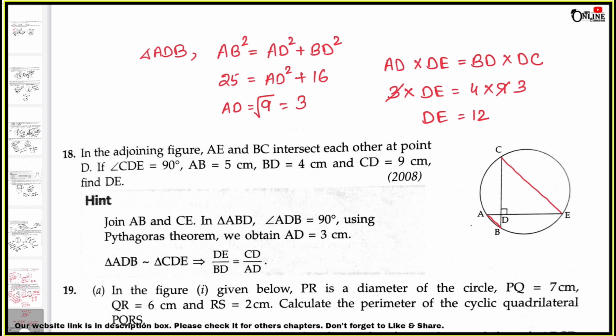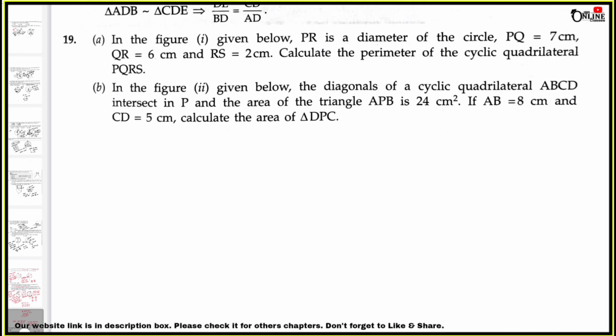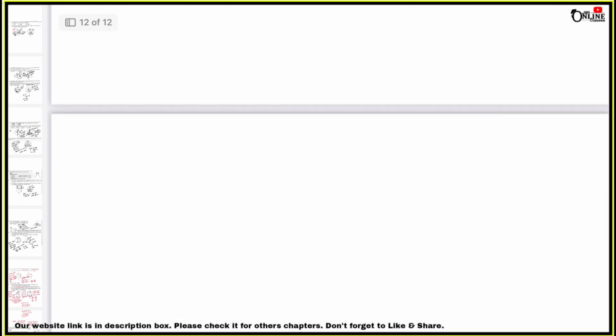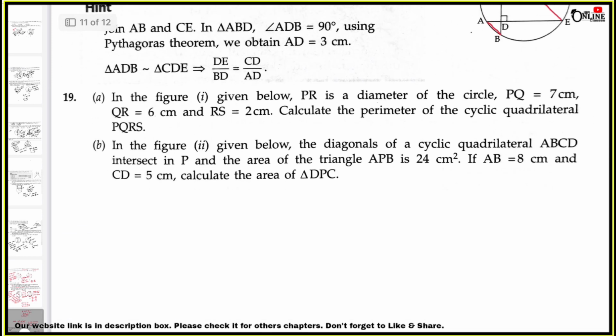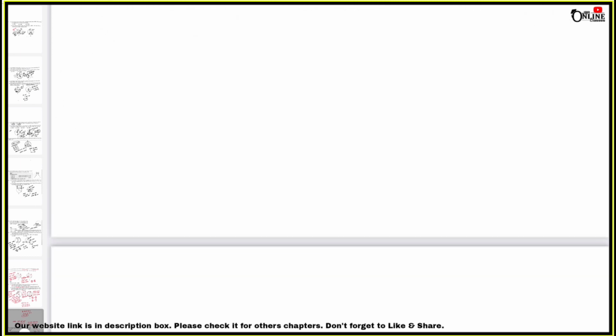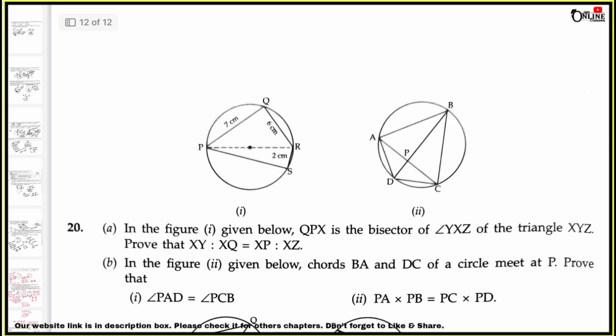Clear? Okay. Now next one, number 19. So in sum number 19, here is the diagram. In the given figure below, PR is the diameter of the circle, PQ 7 cm, QR 6 cm, RS 2 cm. Calculate the perimeter of the cyclic quadrilateral. So here is the diagram. PQ 7, QR 6 and RS 2 cm. You have to find out the perimeter.